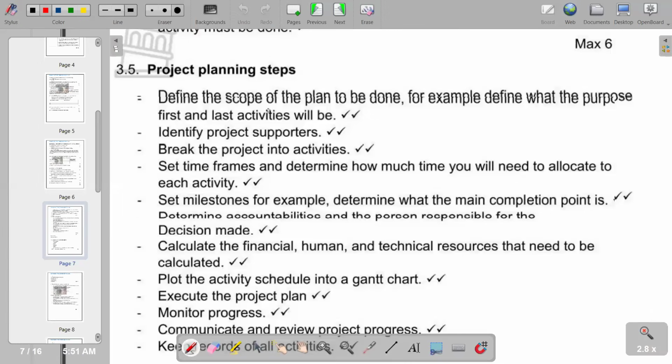For the project planning steps, we have to define the scope of the plan to be done. For example, define what the purpose, phase, and last activities will be. You have to identify project supporters, break the project into activities, set time frames, and determine how much time you need to allocate to each activity. Set milestones, for example, determine what the main completion point is. We also have to calculate the financial, human, and technical resources needed. We've got further points that are also giving us the project planning steps.